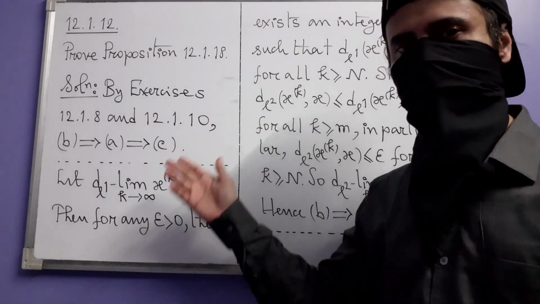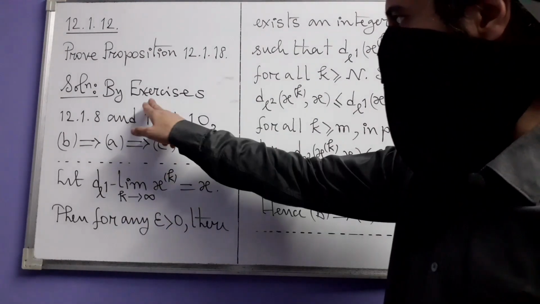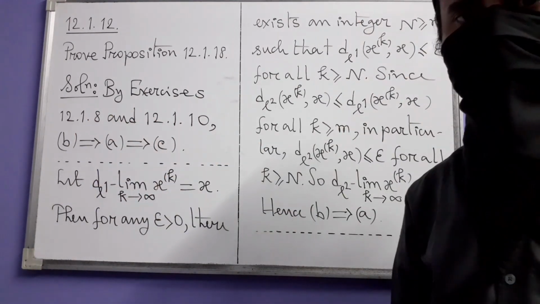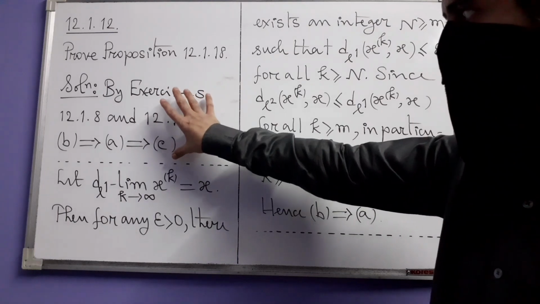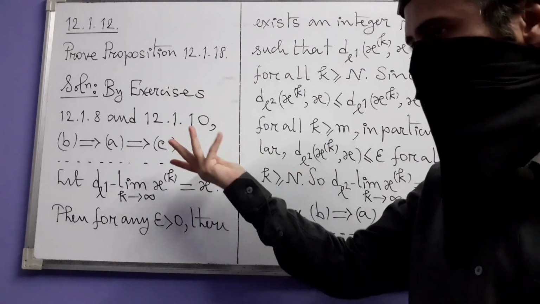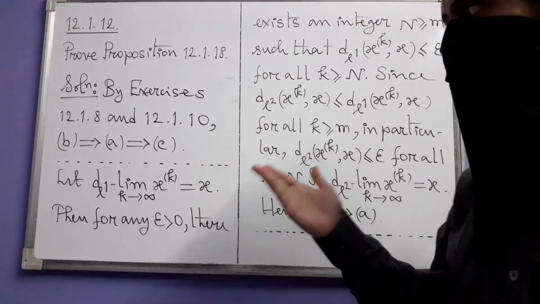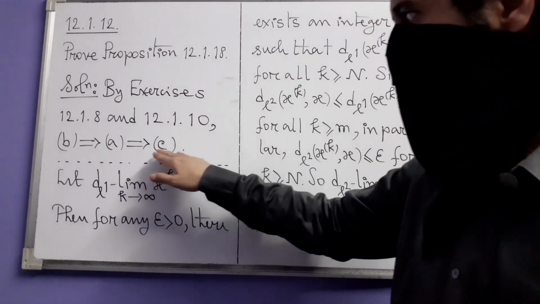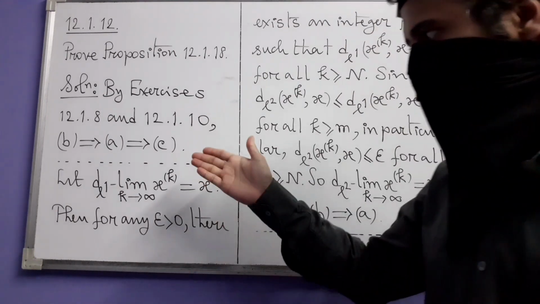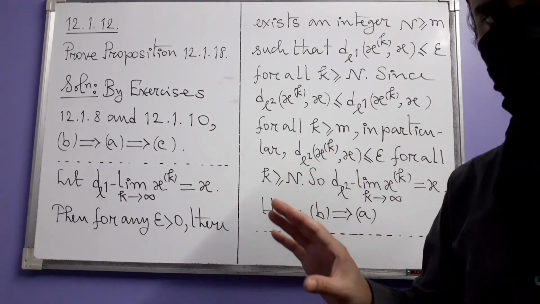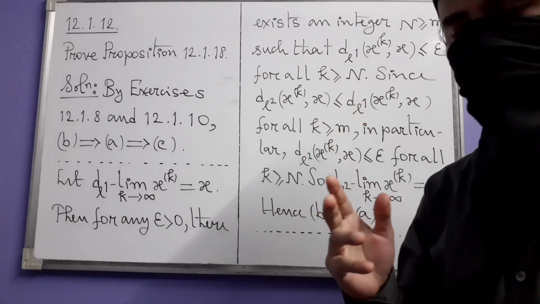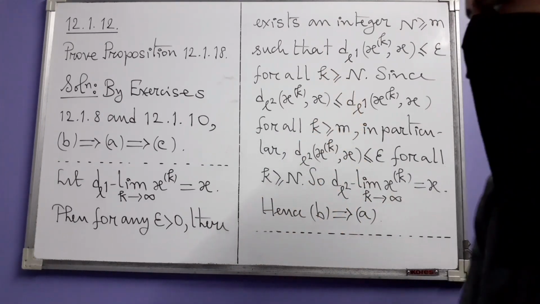So this is how we are starting the solution. By exercises 12.1.8 and 12.1.10, B implies A and A implies C. This may seem like an extraordinarily short argument. In fact, there is actually nothing here. It's as if we are just simply concluding something that we need to conclude. But let's go through the details and then you will understand that it looks big, but it's really not that complicated or very difficult or twisted.